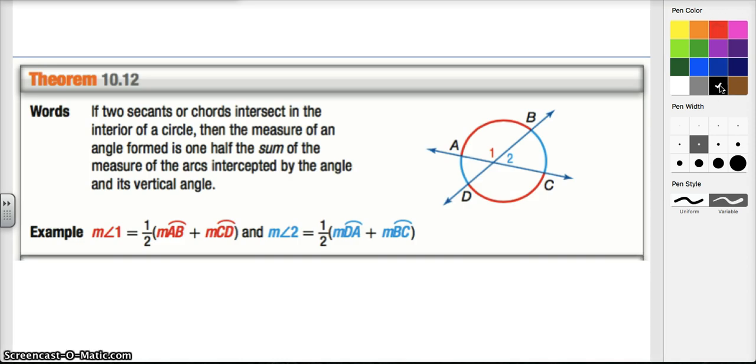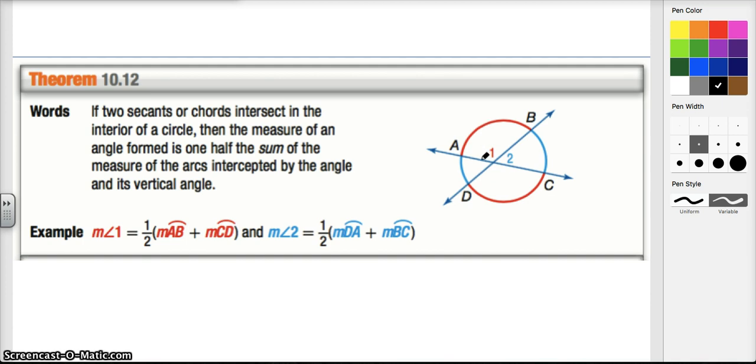So here, let's take a look at this theorem that we have about secants. If 2 secants or chords intersect in the interior of a circle, then the measure of the angle formed is 1/2 the sum of the measure of the arcs intercepted by the angle and its vertical angle. Right, okay, let's try it again. What we know is that this angle 1 is equivalent to half of the measure of arc AB and the measure of arc DC.